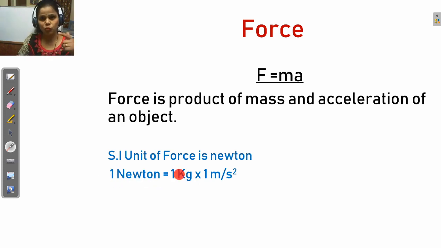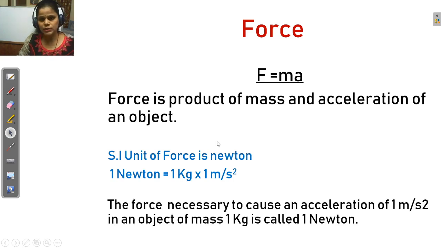Understand? If we take 1 kilogram into 1 meter per second square, then this is equal to 1 Newton. So what is the definition of 1 Newton? 1 Newton force is equal to 1 kilogram mass into 1 meter per second square. That means when the value of the mass is 1 kilogram and the value of acceleration is 1 meter per second square, then we can say this force is equal to 1 Newton. So let's see the definition. The force that is necessary to cause an acceleration of 1 meter per second square in an object of mass 1 kilogram is called 1 Newton.